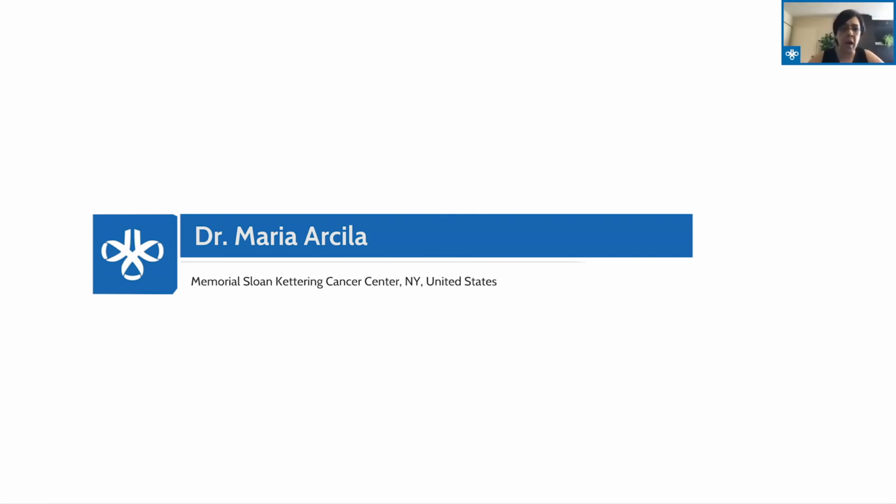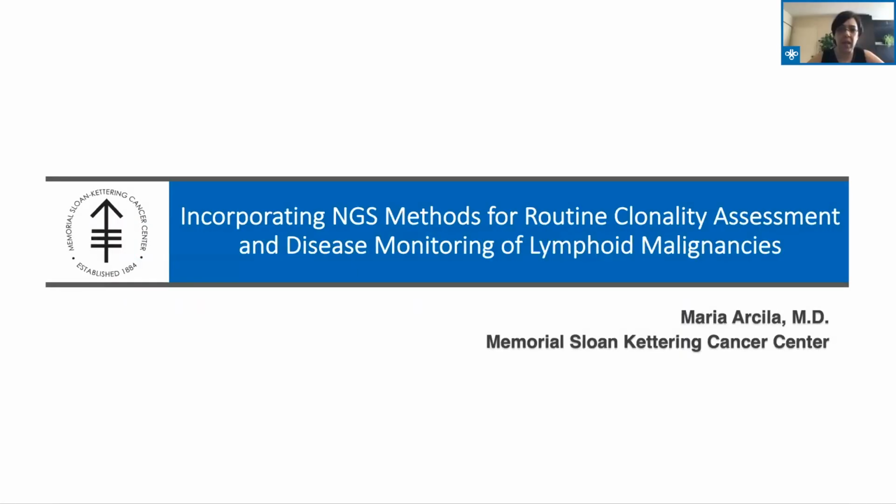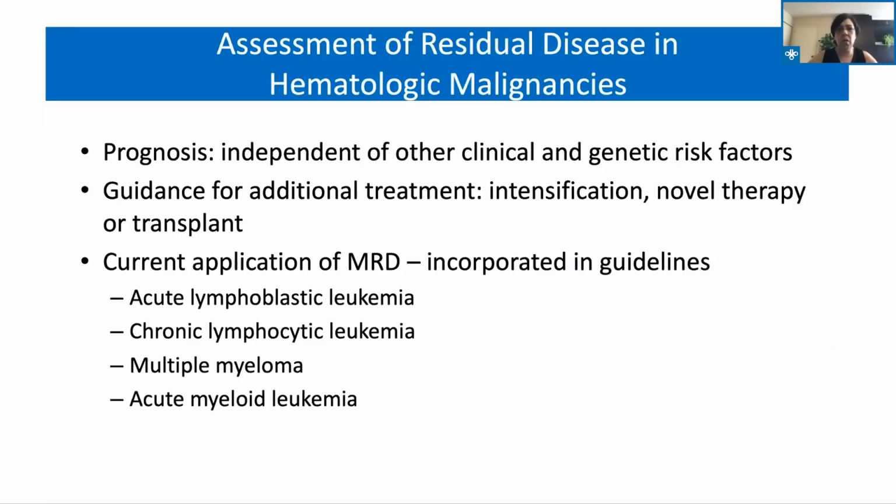We'll be talking about how we incorporated next generation sequencing methods for routine clonality assessment and disease monitoring. So as you know, assessment of residual disease, both minimal residual disease or measurable residual disease in hematologic malignancies is becoming incredibly important. In itself, residual disease is prognostic and is independent of other clinical and genetic risks. It really serves as the best guidance for additional treatment in terms of intensification, novel therapies, or transplant.